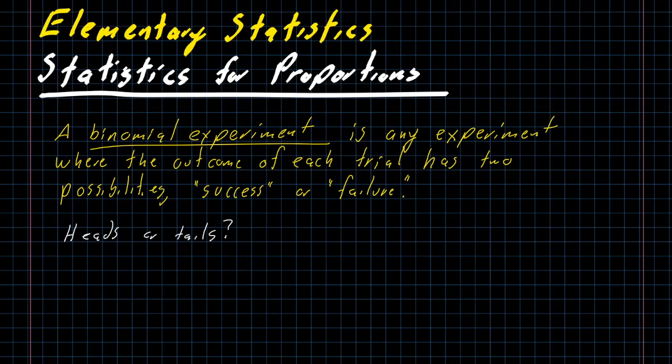When we talk about a binomial experiment, the most common example given is flipping a coin. Each time you flip a coin, the outcome is either heads or tails. There are two possibilities, right?